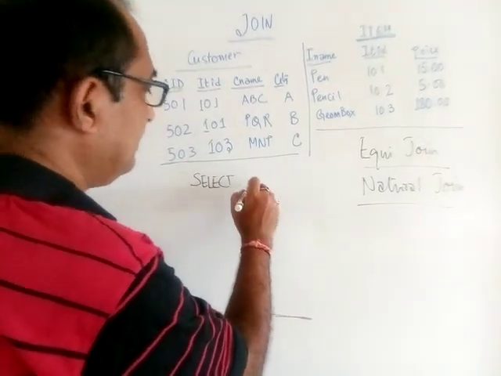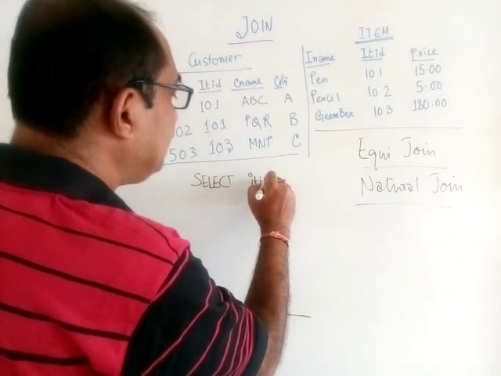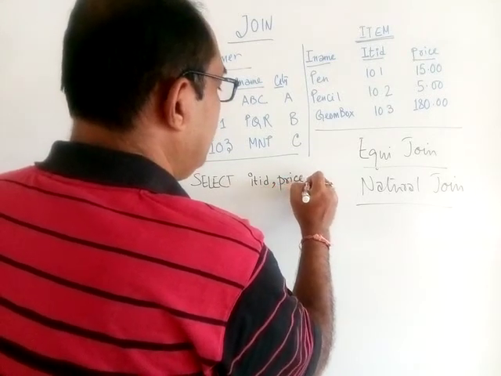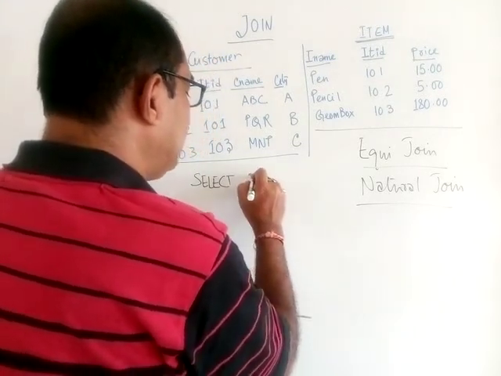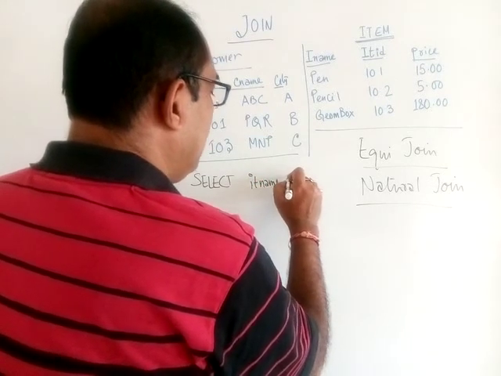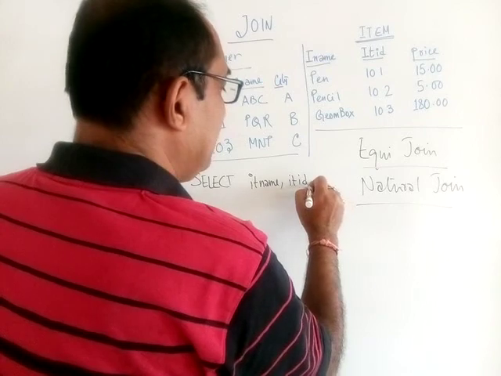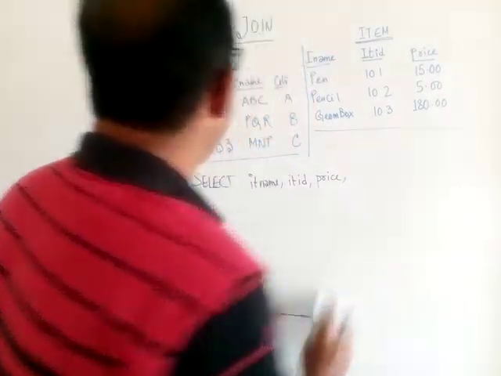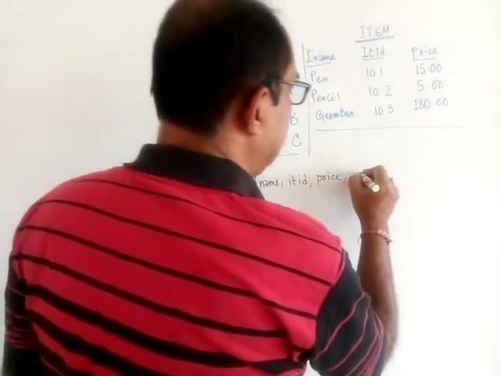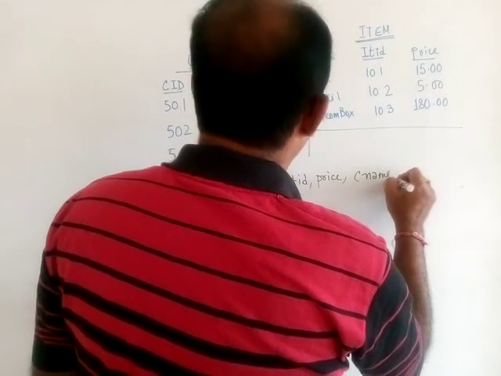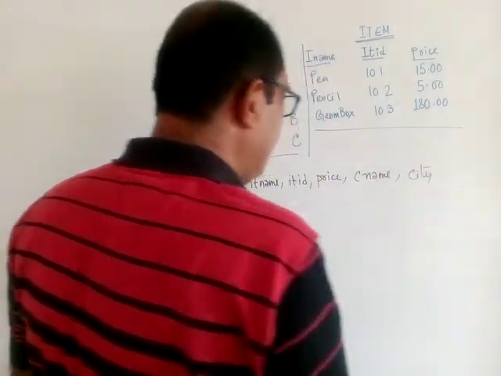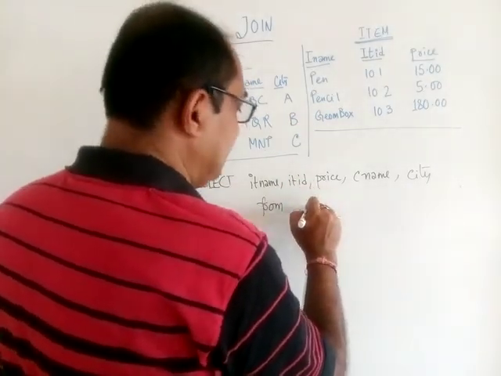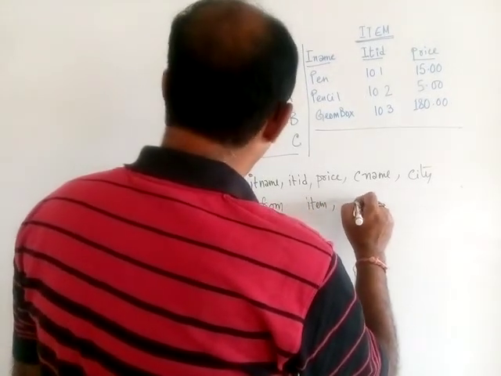I wrote select IT ID. I wrote price. Fine. Say I wrote IT name first. I wrote IT name. I wanted to display IT ID. I wanted to display price. I wanted to display these from this table only, then say I want to display customer name and I want to display city. Okay, you have done these kind of things. From, say I wrote item, comma, customer.